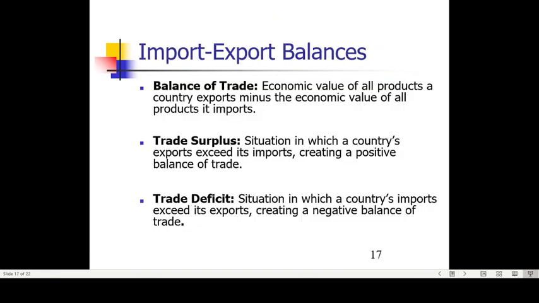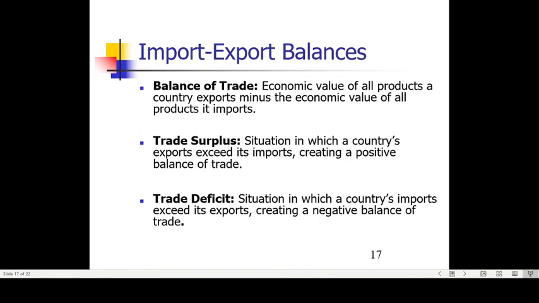Okay, so import and export balances. So what is this? When we say balance of trade, this is the economic value of products a country exports minus the economic value of all products it imports. So ang ibig sabihin nito, yung value ng product natin, ima-minus natin doon sa value ng product na ini-import natin. So export minus import.